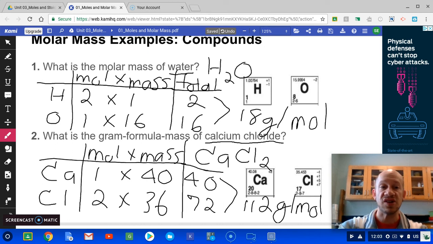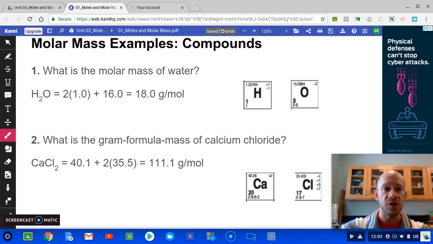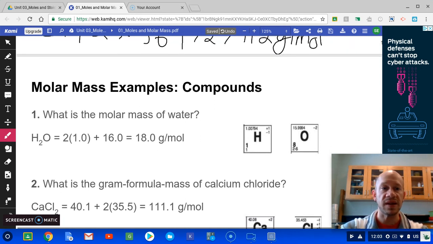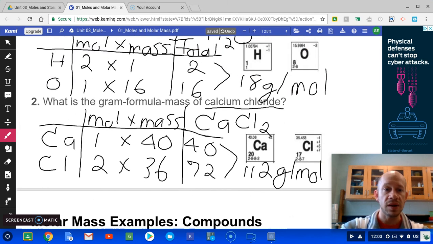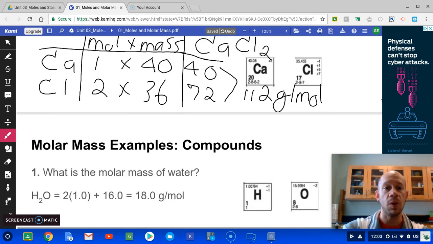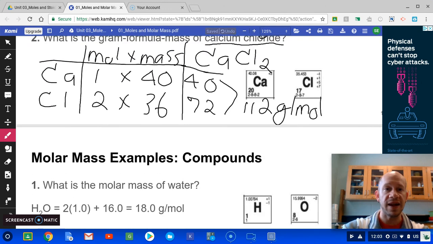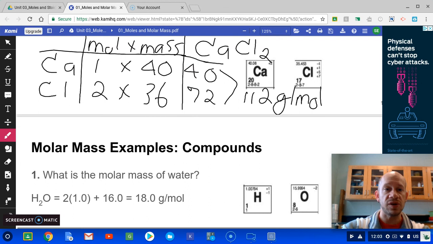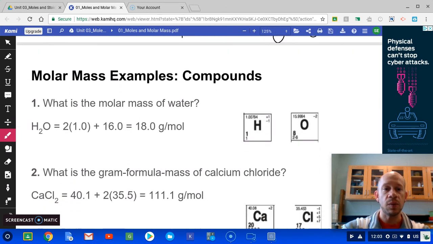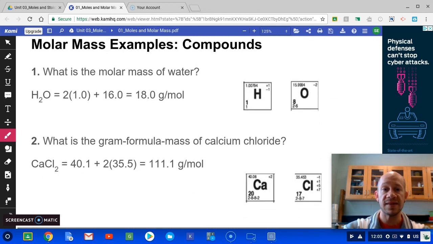So the next slide is just another way to represent the same thing. You can also add it up this way, 2 times 1 plus 1 times 16, it's going to equal 18 grams per mole. Calcium chloride, CaCl2, is equal to 1 times 40 plus 2 times 35.5, or 36, which will equal 111.1. So you can see that my rounding got a slightly different number than this, but I would recognize that that's close enough because I know where this number came from to accept that value.